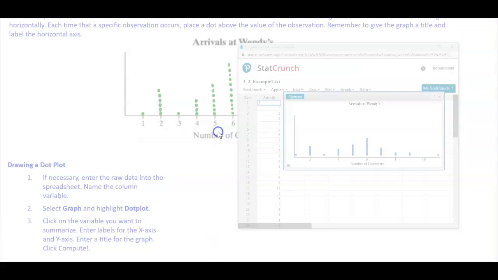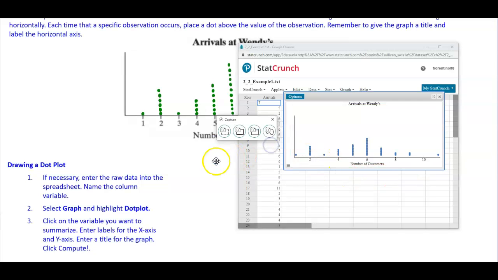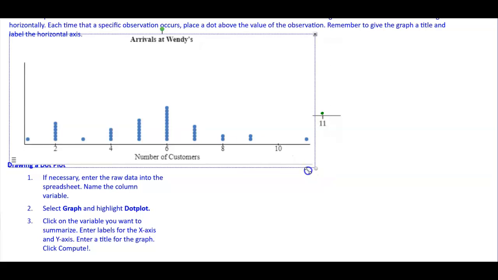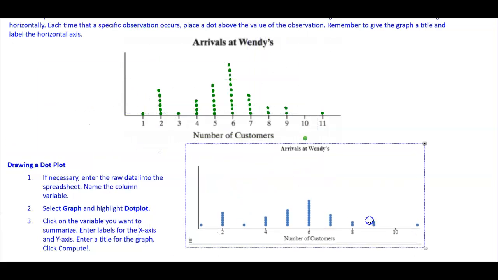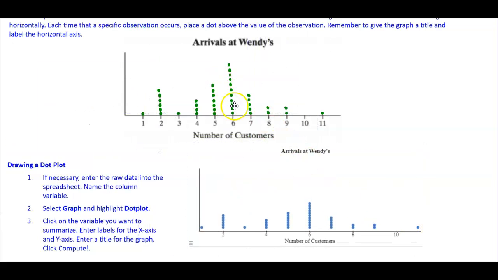Let's go ahead and copy that so we can compare it to what we did by hand. And if you notice, there is our dot plot, which is comparable to the one that we've done here by hand.